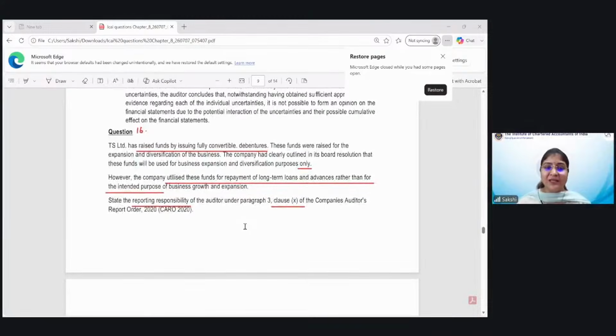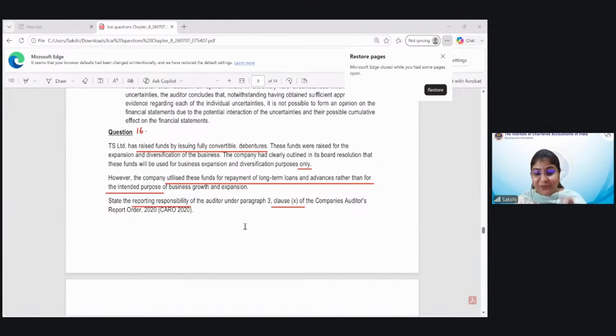Next question. TS Limited has raised funds by issuing fully convertible debentures. These funds were raised for expansion and diversification of business. The company had clearly outlined in its board resolution that these funds be used for business expansion and diversification purposes only. However, now you see what happened. The company utilized these funds for repayment of long-term loans and advances rather than for the intended purpose of business growth and expansion.